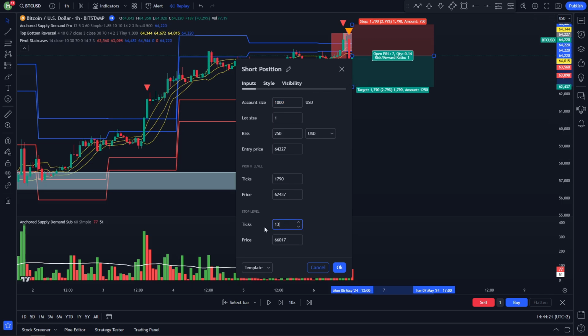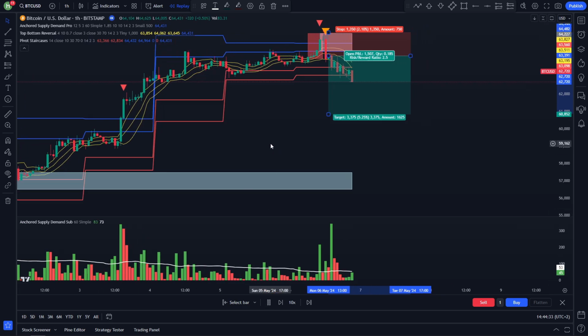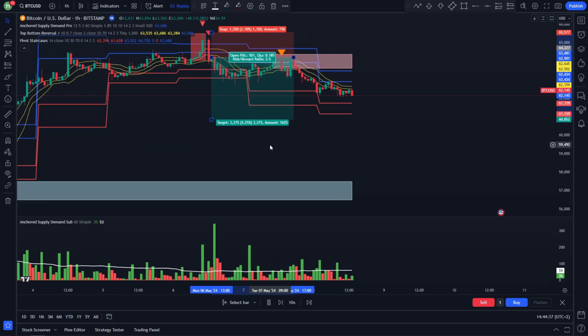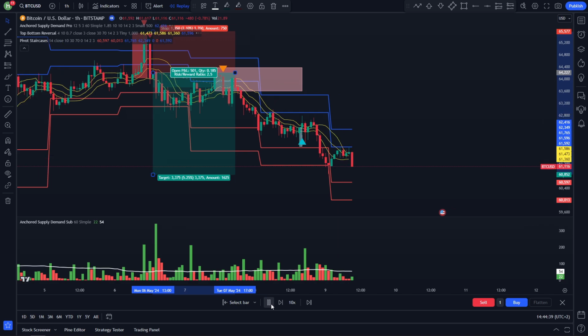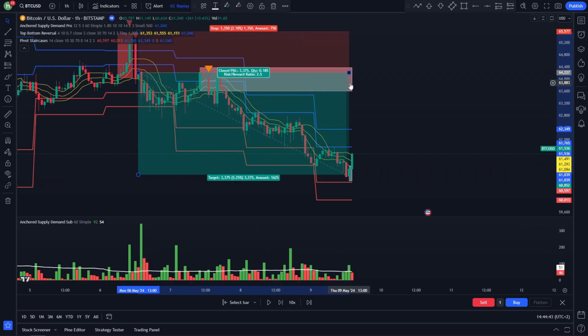For the sell trade example, I will follow the same risk management rules as before, placing my stop loss a couple of points above the supply zone and aiming for 2.5 times the return. With this example, you can see how the combination of our indicators works seamlessly across different instruments and time frames, providing you with clear and actionable trade setups.